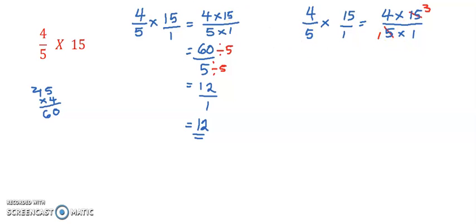All right, so now we can multiply. 4 times 3 is equal to 12, and 1 times 1 is equal to 1. 12 over 1 is going to give us 12. So the answer there is 12.